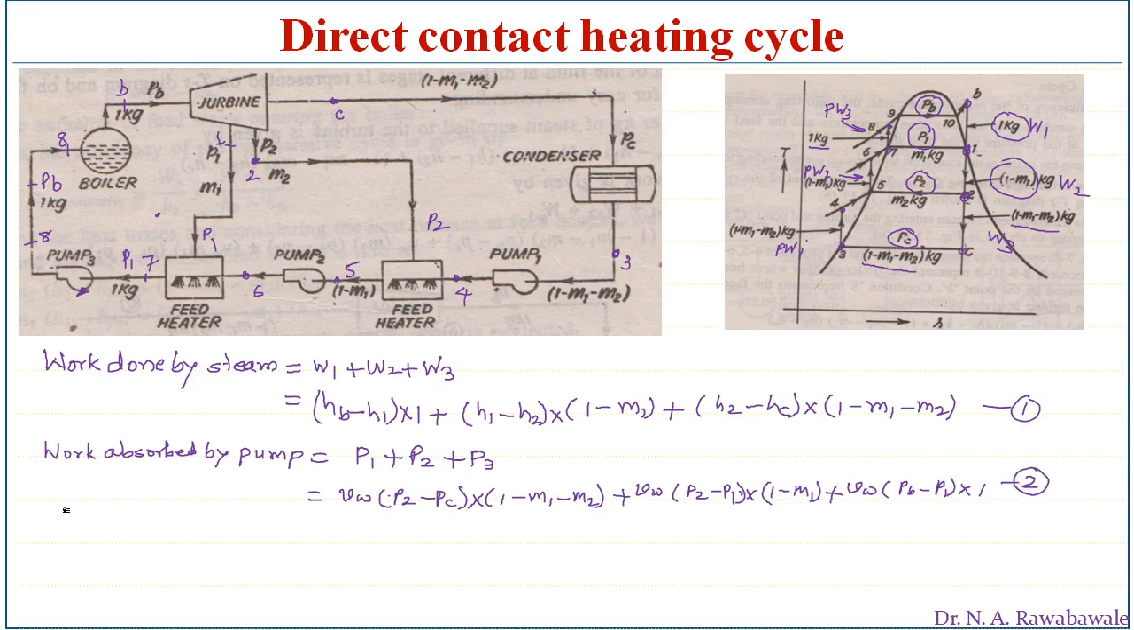So if we want to find out net work done, therefore net work done is equal to turbine work done. So this we call WT, turbine work, and we call this pump work, WP. So WT minus WP is net work. So this is how we can obtain the work done. So equation number 3 gives us net work done.